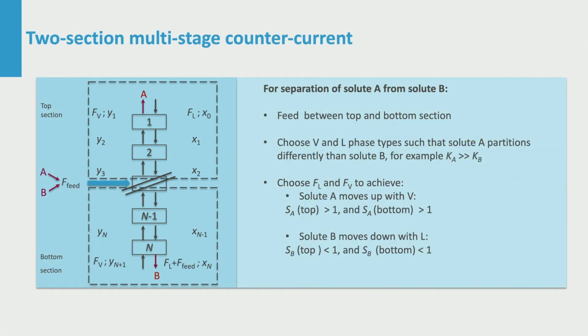Countercurrent staging can be further elaborated. By coupling different multi-stage units with intermediate feed stream, one can separate different components not only from the feed solvent but also from each other. Such an example is shown here. A mixture containing compounds A and B is fed between so-called top and bottom sections. A moves up and B moves down.